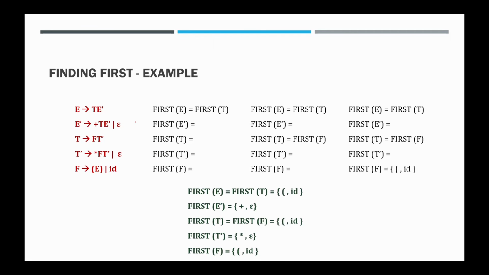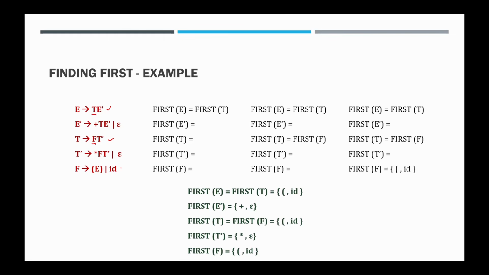This is the grammar which we used for removing left recursion. We need to find the first for all the non-terminals that we have. What are the non-terminals here? E, E dash, T, T dash, F. First we'll find first of E. There is a non-terminal T, which means we need to find first of T. Where is the T production? Here it is. What is first of T? It is F, which means we need to find first of F.